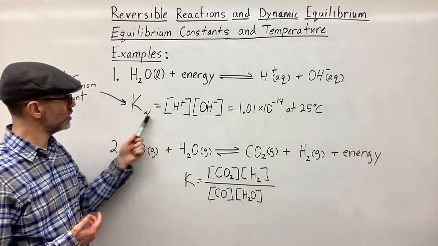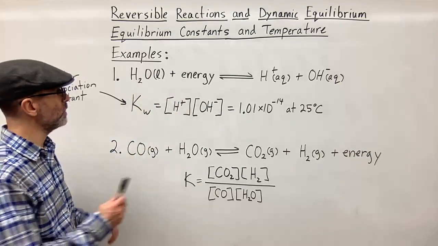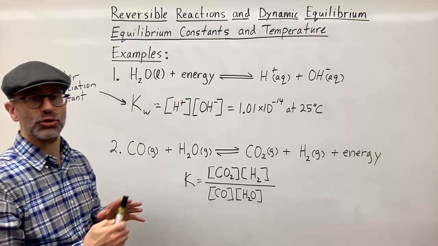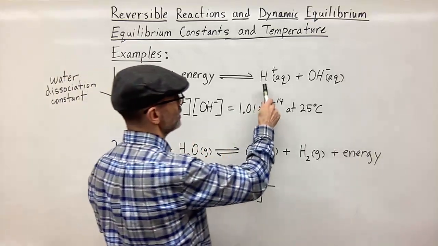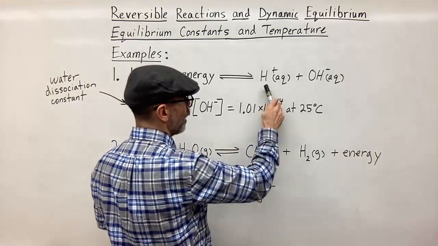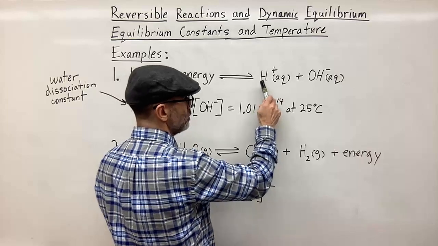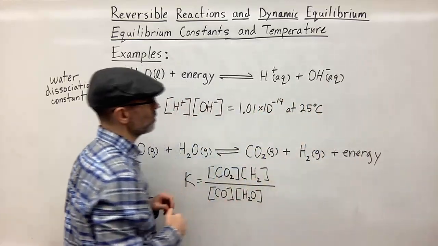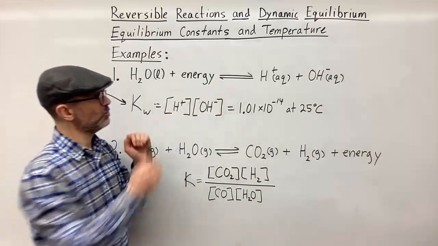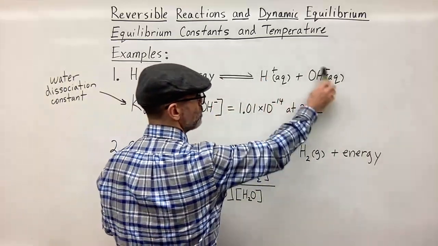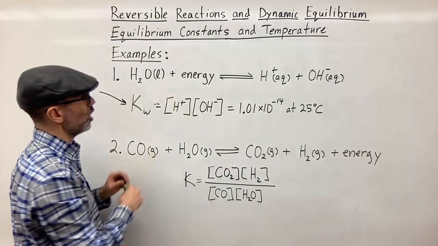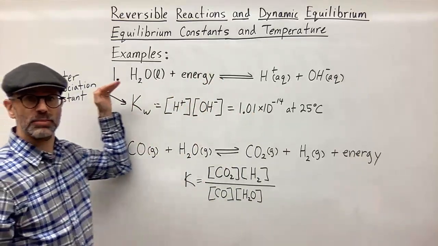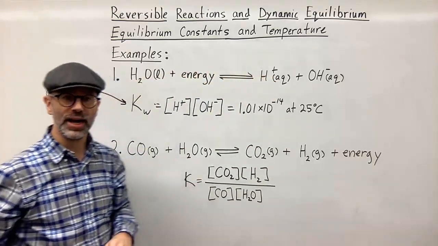So this is what happens in pure water. So your liquid water is going to divide and dissociate or ionize into H plus ions and hydroxide ions. And so this is an equilibrium, so the H plus and the OH minus can come back together to form water. But this is an endothermic reaction, so it absorbs energy in the forward reaction.